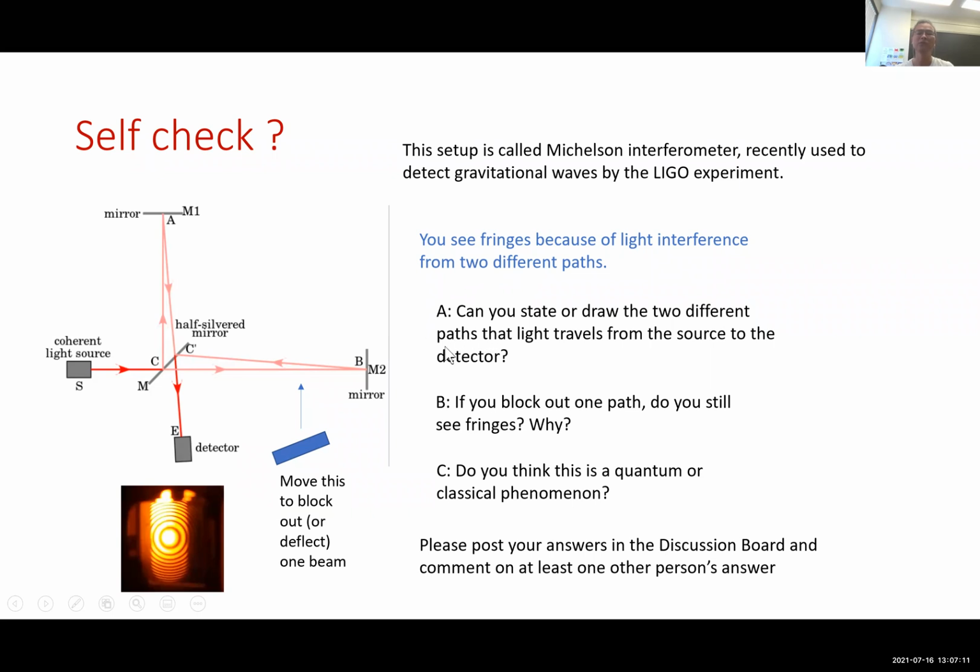So the questions for you to check: A, can you draw the two different paths that the light travels from source to the detector, the paths that they interfere? B, if you move this object to block out one path, do you still see fringes, and why or why not? Do you think this is a quantum or classical phenomenon? Please post your answers in the discussion board and comment on at least one other person's answer.